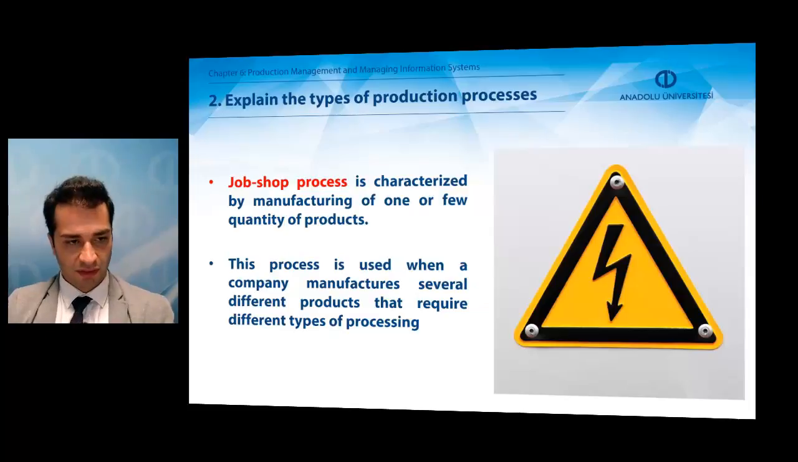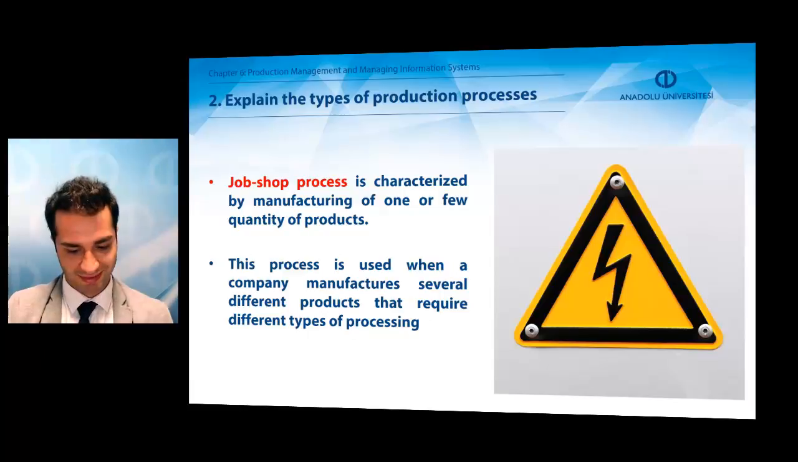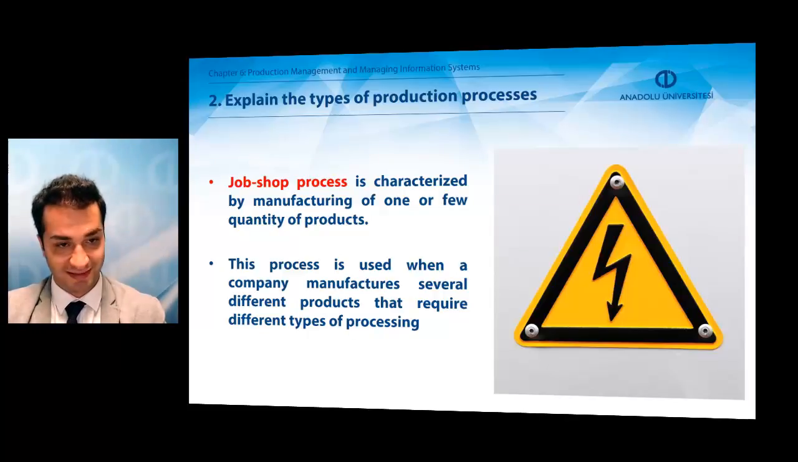The second one is the job shop process, which is characterized by manufacturing of one or a few quantities of products. Processing for different products is performed in different sequences in this process.